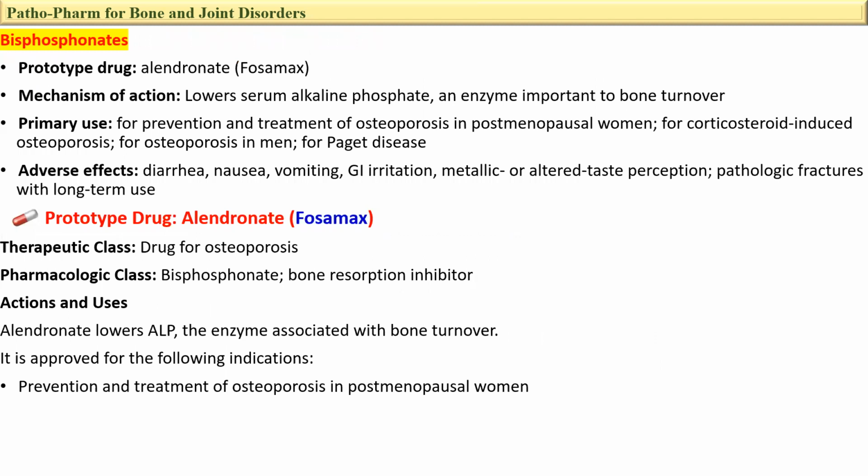Now, bisphosphonates. Back to the bisphosphonates, we said that one example of a prototype drug is alendronate, which is Fosamax. And this drug's indications are prevention and treatment of osteoporosis in postmenopausal women.